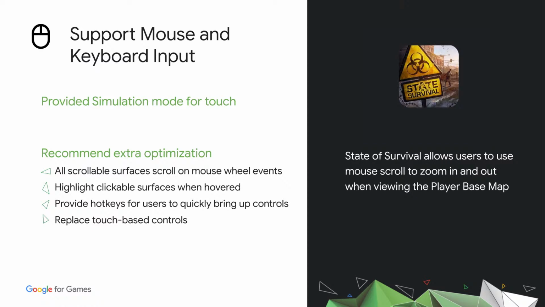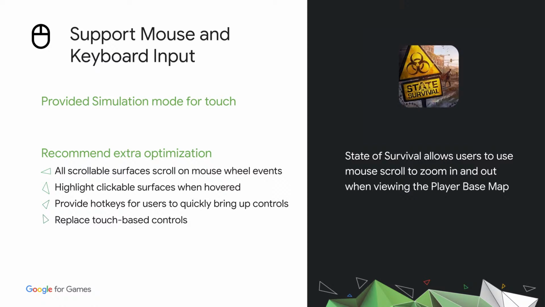Google Play Games on PC will offer a simulation mode for users to use mouse click as a touch input. This enables players to enjoy most of the mobile games without tweaking input from the developers. Obviously, you can do more to leverage the keyboard and the mouse. For example, you can assign hotkeys to keyboard, replace the virtual joystick, or find a better way to match multi-touch gestures.